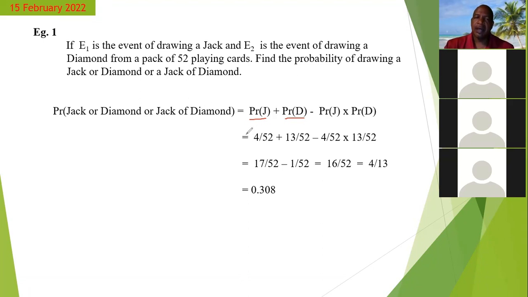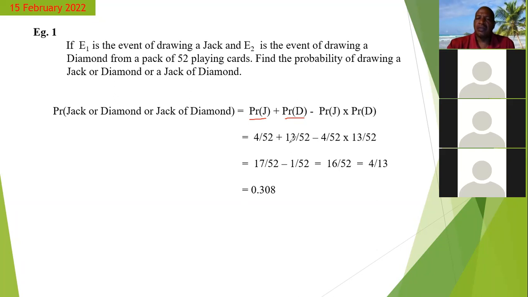All right, so if we look closely here now, the probability for a jack: how many jacks do we have in the card pack? We have 4 jacks in the pack, and the total cards is 52, so we have 4 out of 52 for the probability of a jack. Now the probability of a diamond: we have 13 diamonds in the pack, so we have 13 over 52. Now the probability of getting both at the same time, we would have to multiply the probability of a jack times the probability of a diamond.